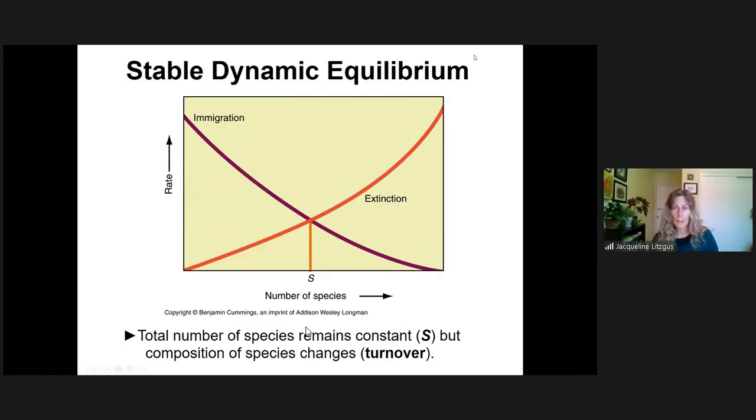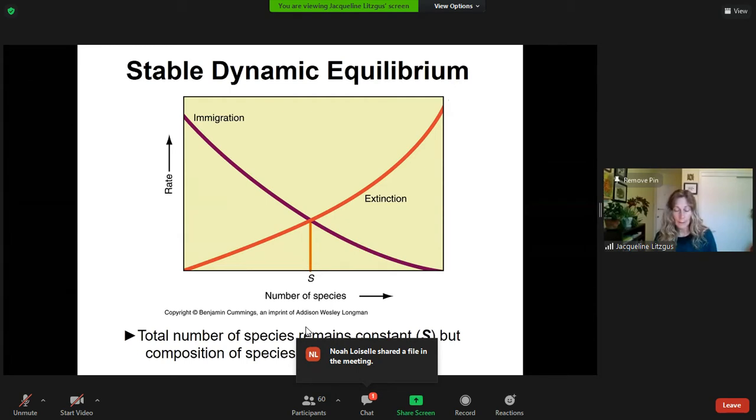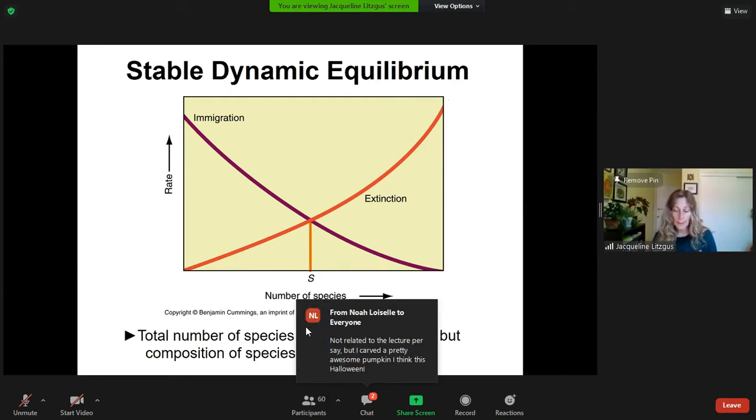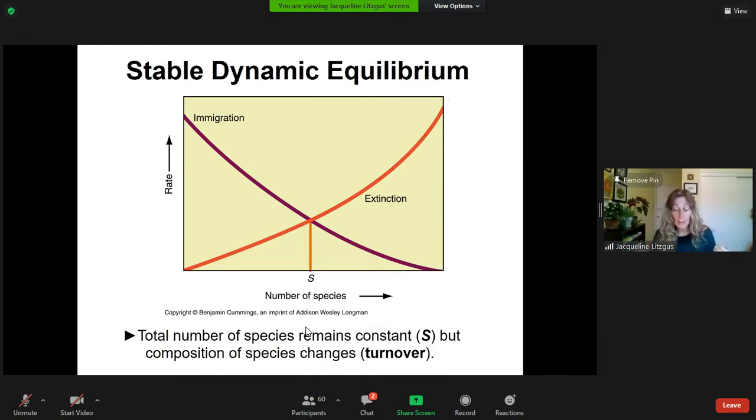So here's how it looks in a graphical representation. There's going to be a point at which the two rates become in balance, become equal, right? Where the input from immigration is going to be balancing the output from extinction. So there's this equilibrium number of species that would be expected to remain fairly constant as long as the factors that determine the two rates are not going to change. So there's going to be this balance, so long as the two rates don't change.